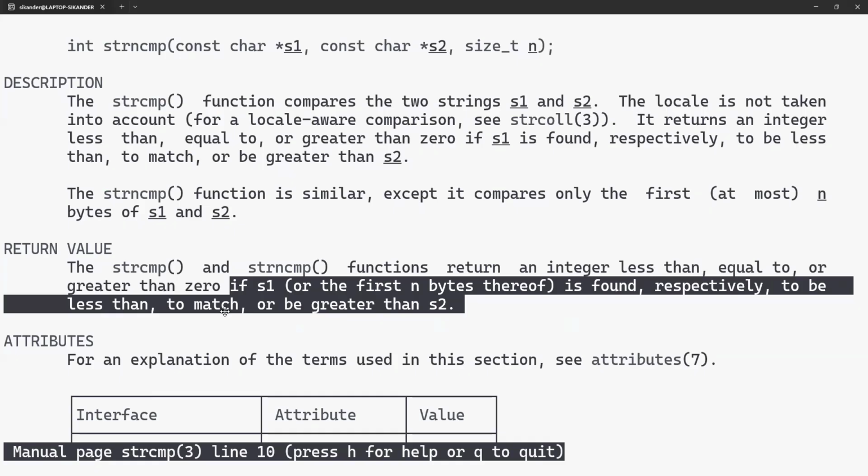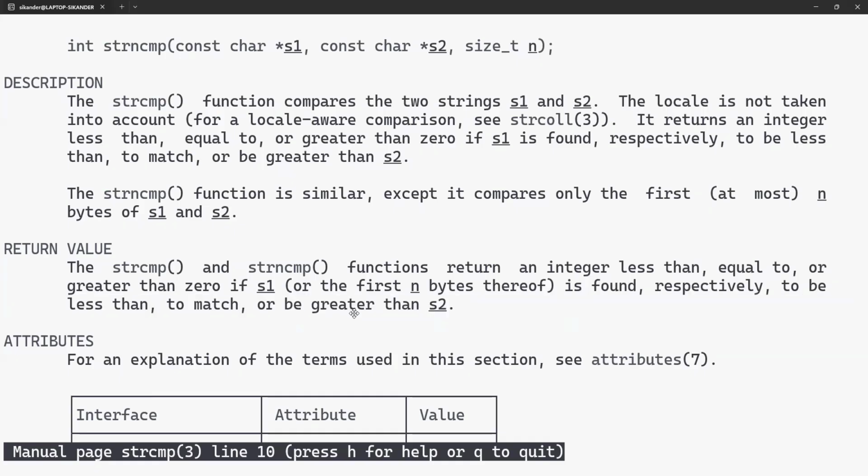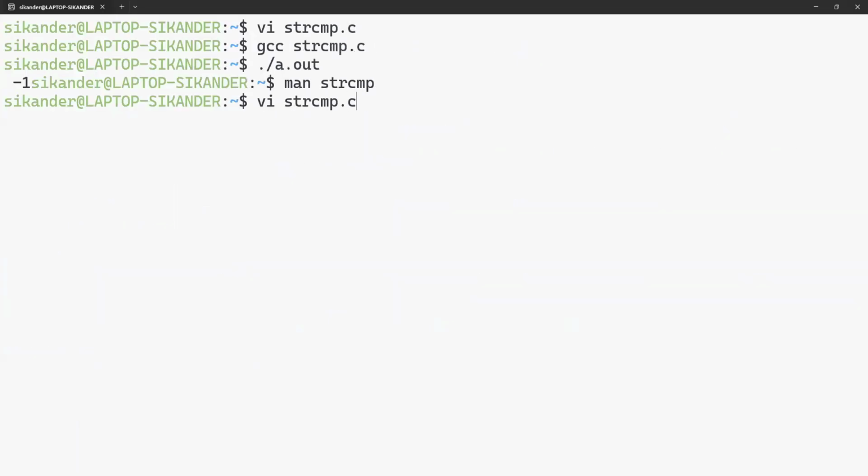So if S1 is less than S2, it returns less than 0. If it matches, it returns 0. If it is greater, it returns greater than 0. In our case, R was lesser than T, so it returned a negative value. Fine. I hope this concept is clear.